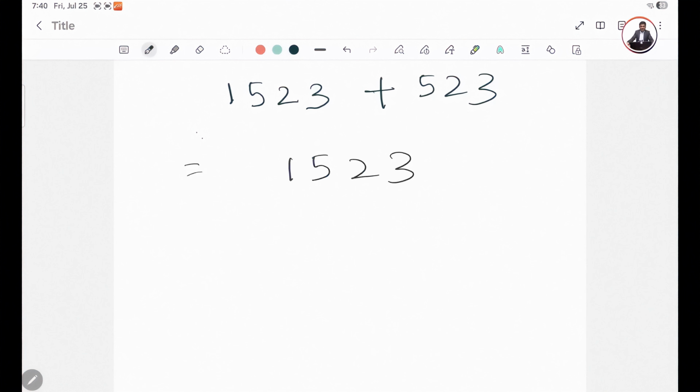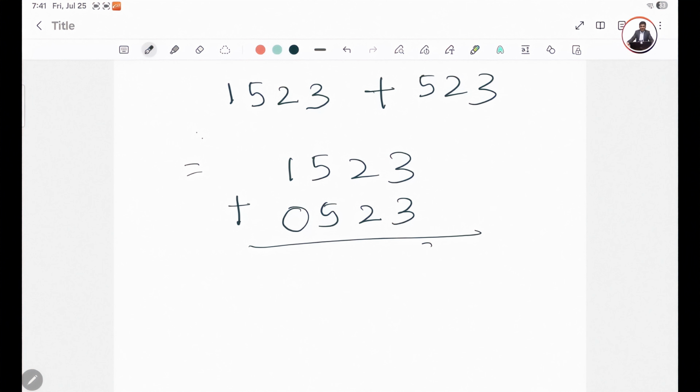So another example, 1523 plus 523. I can write this number like this. So 1523 I can write here, and then starting from the first position, 3 here, 2 here, and then 5 here. And then you can add 0 here, so it doesn't have any value. So keep the 0 here and then add these two numbers first.